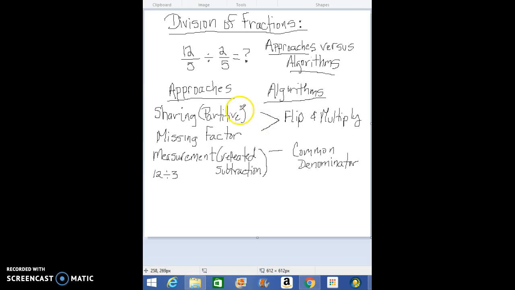All right, so these different approaches lead to algorithms. So the sharing and the partitive, one's a fancy word, one's the easy to understand word, and missing factor, you can use those together to explain why the old flip and multiply works. I think one of the videos said that you can't explain that. You can explain it. I've done it before.